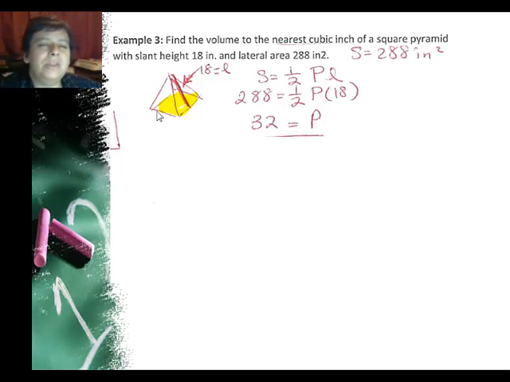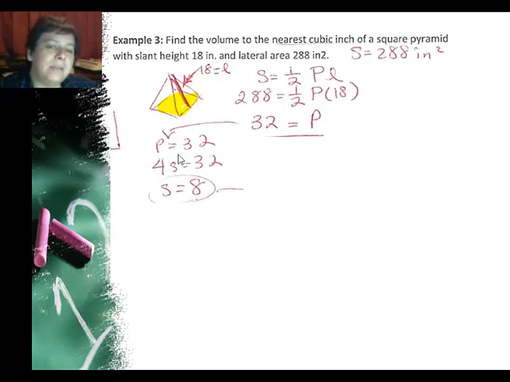Well, now I know this shape here on the bottom is a square, so I can actually use that to find the side. 4 times the side has to equal 32, so the side has to be 8. This makes it really easy to find the base area, which is marked in yellow. Well, for a square, it's just side times side, or 8 squared, which is 64.